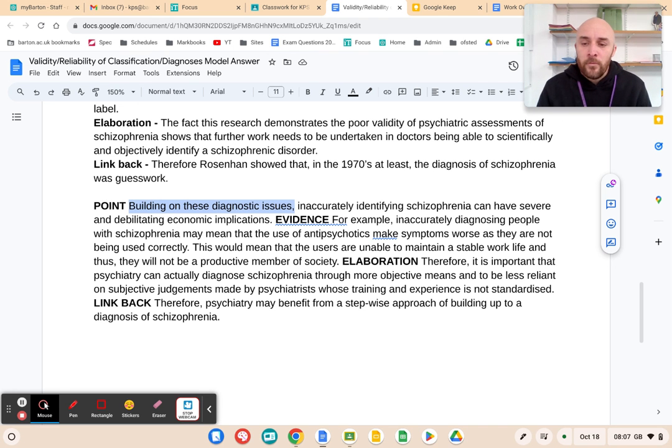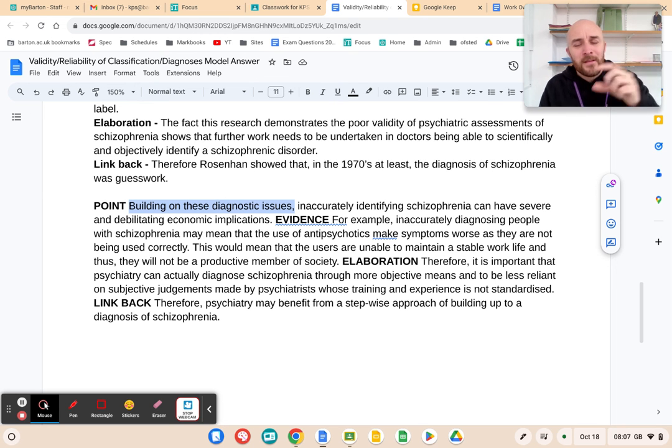Elaboration. Therefore, it's important that psychiatry can actually diagnose schizophrenia through more objective means and be less reliant on subjective judgments made by psychiatrists whose training and experience is not standardized. Therefore, psychiatry may benefit from a stepwise approach of building up to a diagnosis of schizophrenia. Maybe diagnose them with a brief psychotic episode, and if they last 6 months, then diagnose them with schizophrenia. That is often done, to be fair, but not all the time. Don't just go bang, schizophrenia, there you go, right, because you may get it wrong.